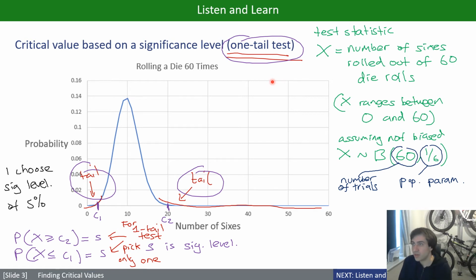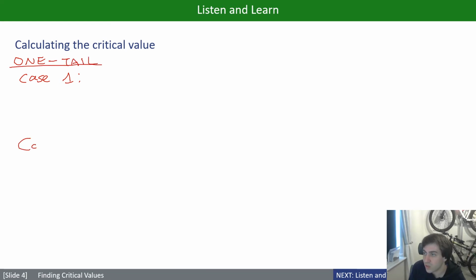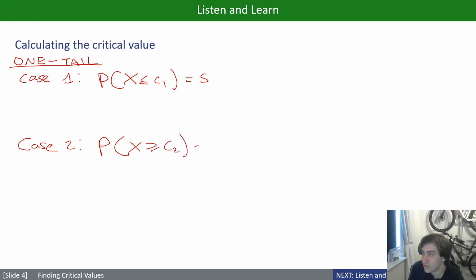Okay, so now let's look at how we calculate it. Let me rewrite again the two cases. We're going to stick with one tail for the moment. For one tail, case 1 and case 2, you will do one of these. You're going to say this or this, and S equals the significance level.